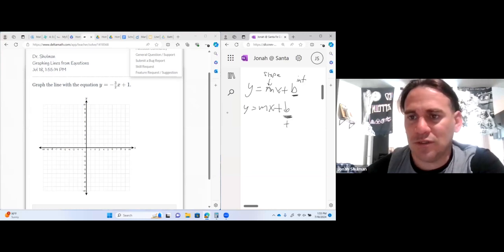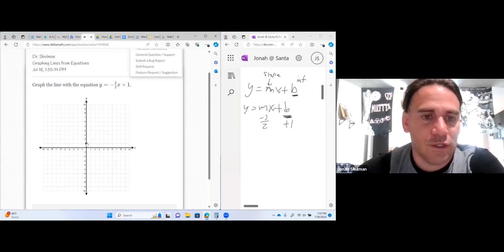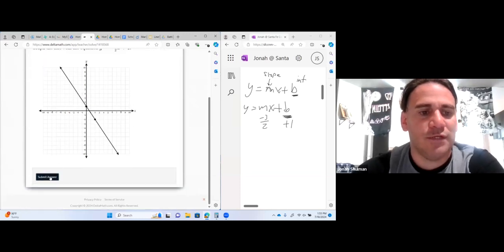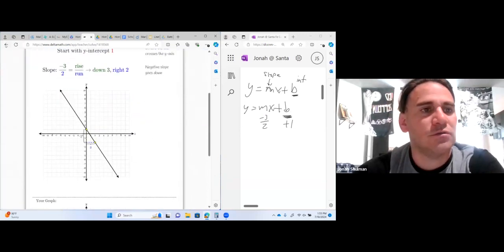So we're starting at +1, and our slope is -3/2. That means we go down 3, over 2. Start at 1, down 1, 2, 3, over 1, 2. There she is, and there's your beautiful line. Practice these if you struggle with them, but I think they're really good.